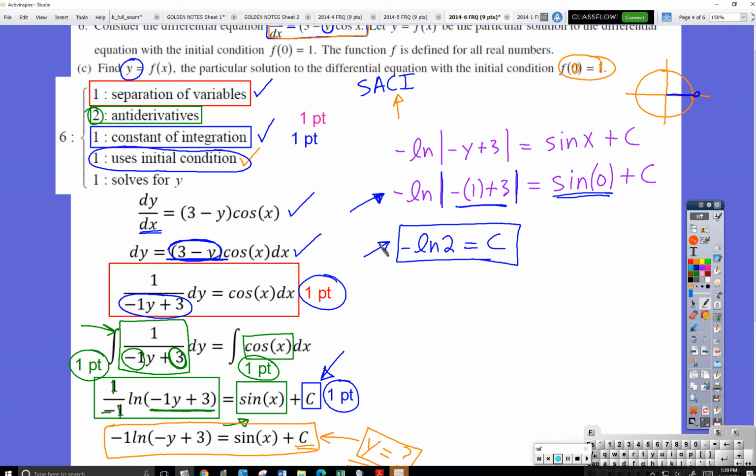Last point is to solve for y, to isolate. That's the I in SASE, isolate y. So you rewrite the equation for y, which is right here. Negative natural log, absolute value, negative y plus 3 must equal sine of x plus c. But c is negative ln of 2. I've got to get rid of this negative, so I multiply both sides by negative 1.